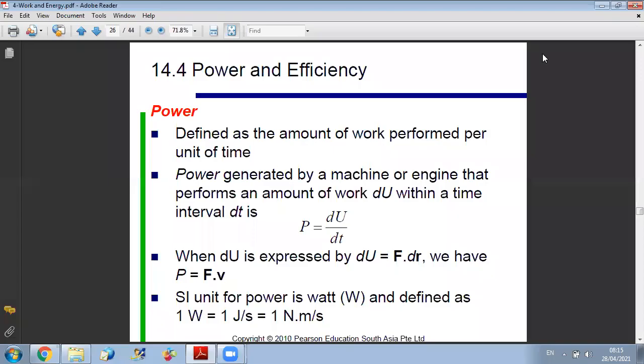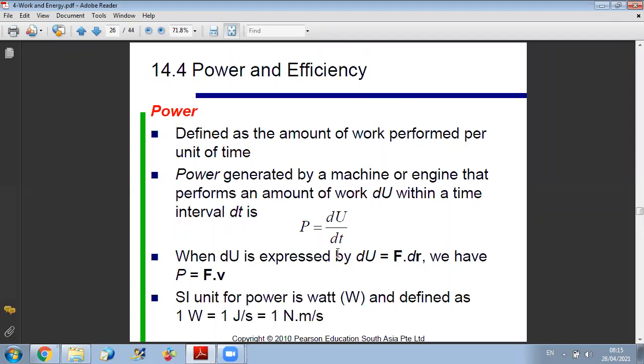This chapter, as we have seen, introduced the relation between work done by forces and energy. And now we will see also what is the definition of power. So power is defined as the amount of work performed per unit time. It is dU by dt, where U represents the work. And when we derive the work with respect to time, we get the power.